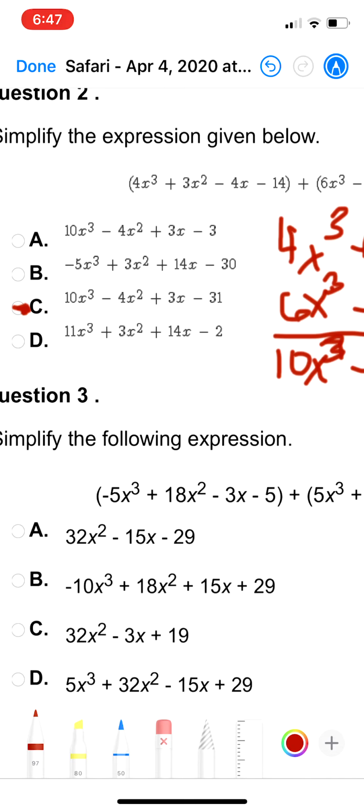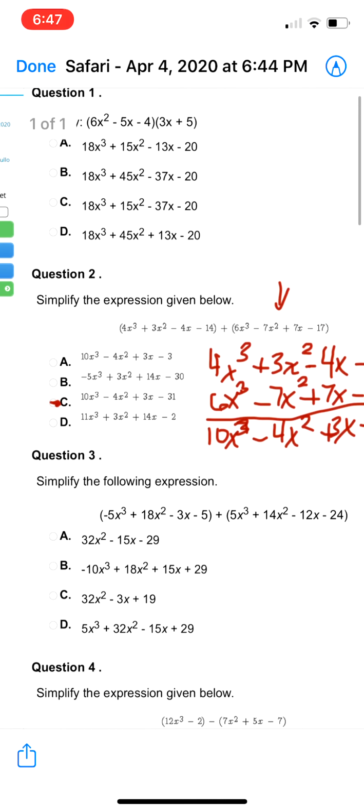Okay. So when there's a plus sign in the middle, it's as simple as that. So I'm going to skip this one.